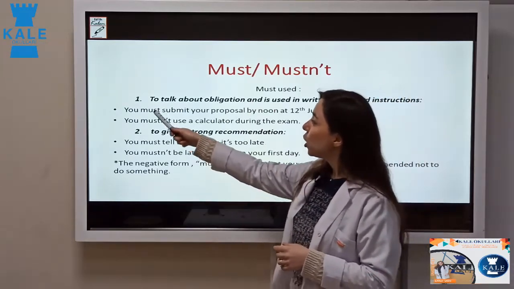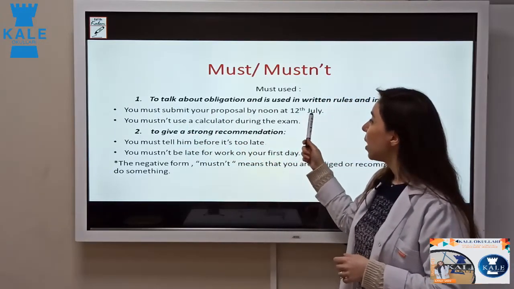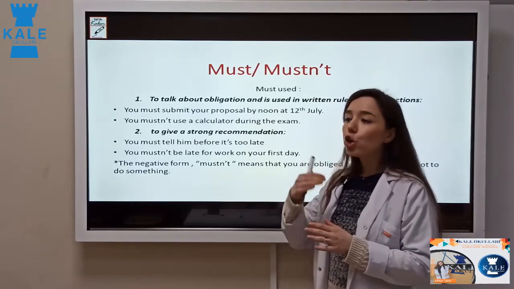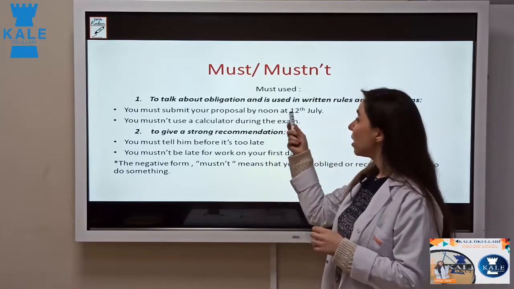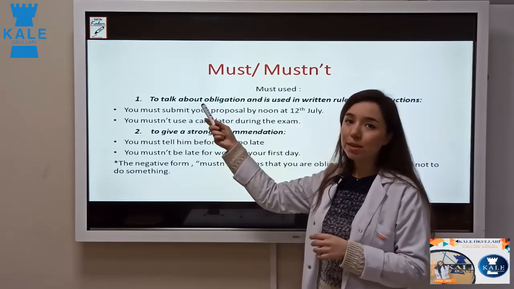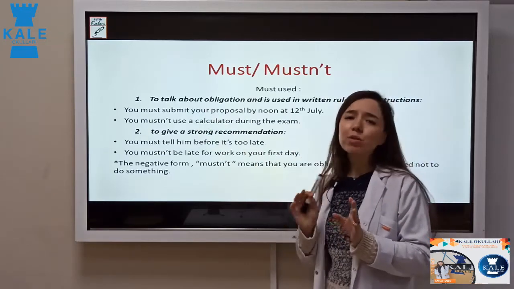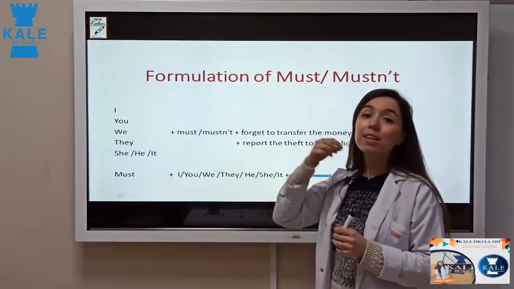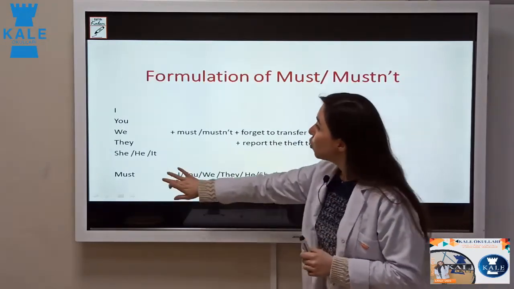For example, you must submit your proposal by noon on the 12th of July. So your deadline is the 12th of July, so you must submit it. Here sometimes we can use have to also, but have to is not that formal. It's better to use must.